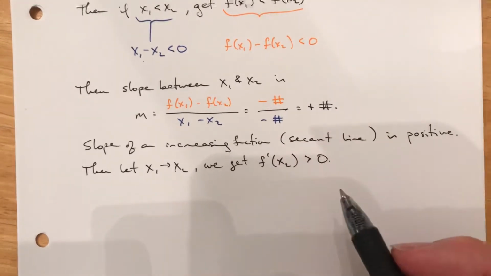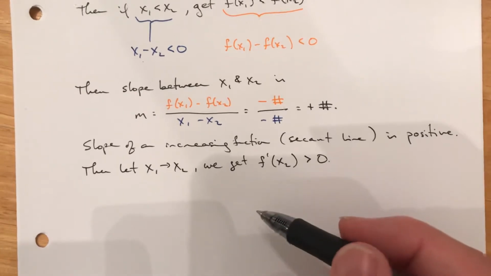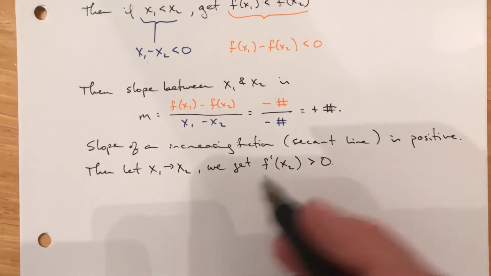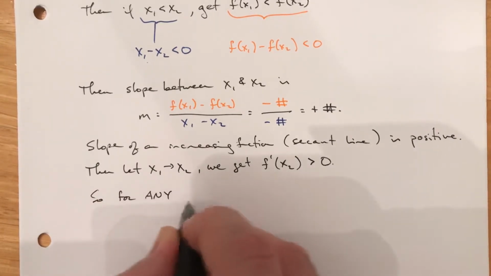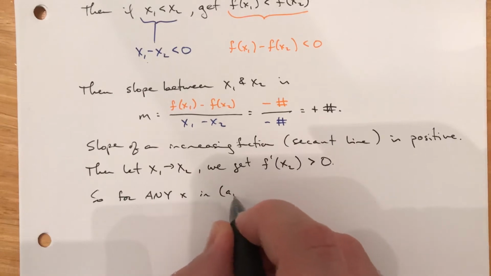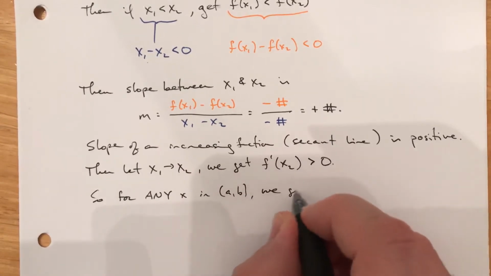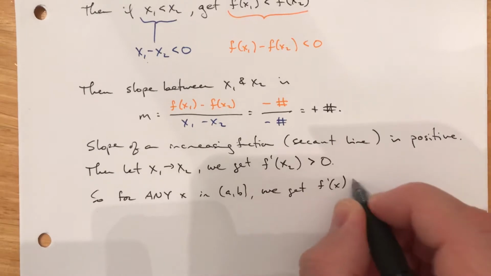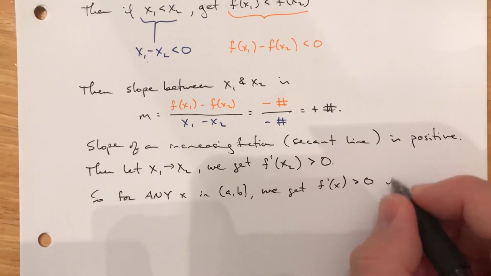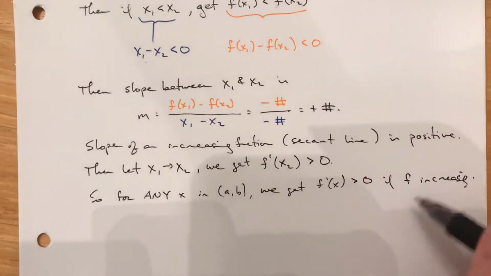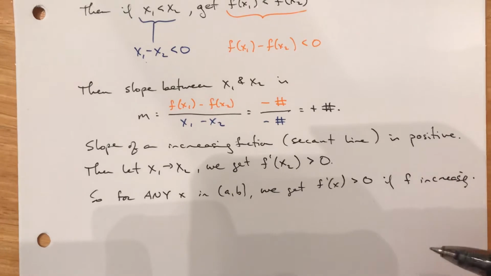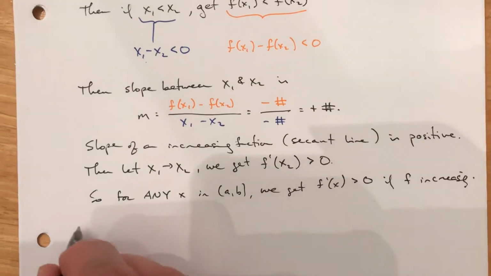Again, we said we can move these 2 points all over the place within our interval. So for any x in the interval from a to b, we're going to get that f prime of x is greater than 0 if f is increasing. Now that's assuming that the function is differentiable. Most of the functions that we're going to work with are, but this is going to give us a nice test for increasing functions.